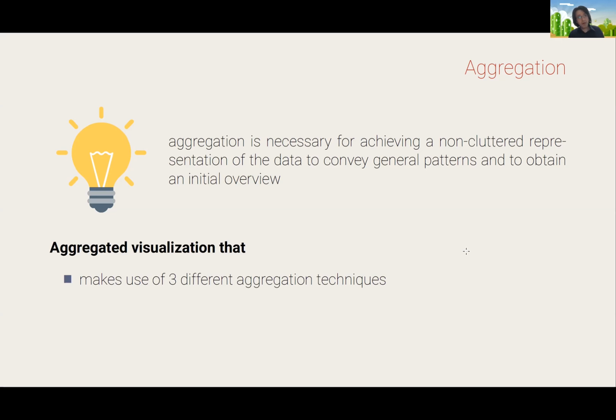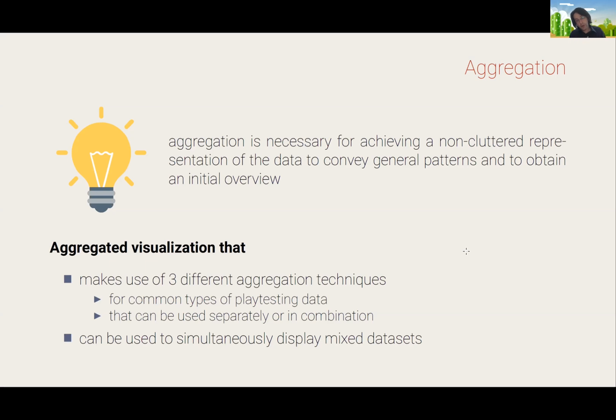So in the following, I would like to show you one approach we came up with, which uses 3 different aggregation techniques. And those techniques can be applied to the common types of playtesting data I showed earlier: discrete, movement, and continuous data. They can also be used in combination or individually, depending on what you are interested in, basically. And of course, since we're talking about mixed playtesting data, it's also applicable to these kind of data sets.